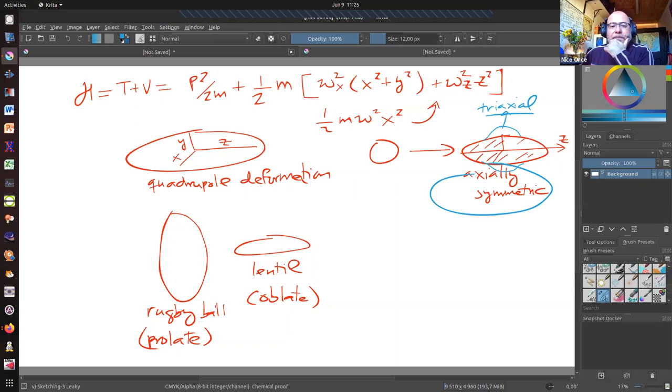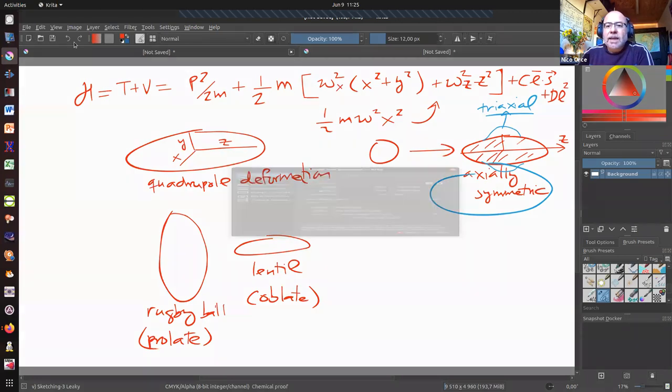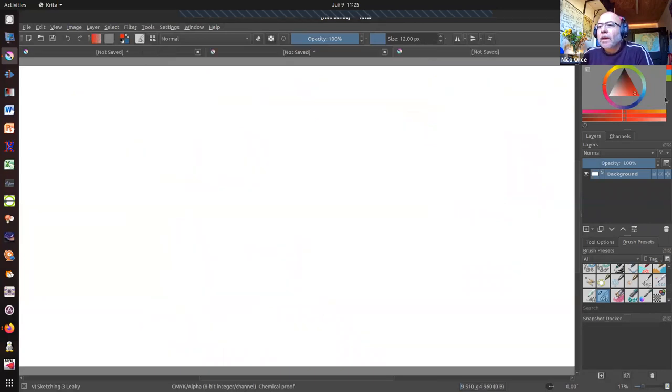So this Hamiltonian will represent a deformed nucleus. And to this Hamiltonian, we have to add a couple of terms here, which are related, obviously, to the LS, and another term which is related to the L squared. So let's make this a clean one, and let's investigate the situation.